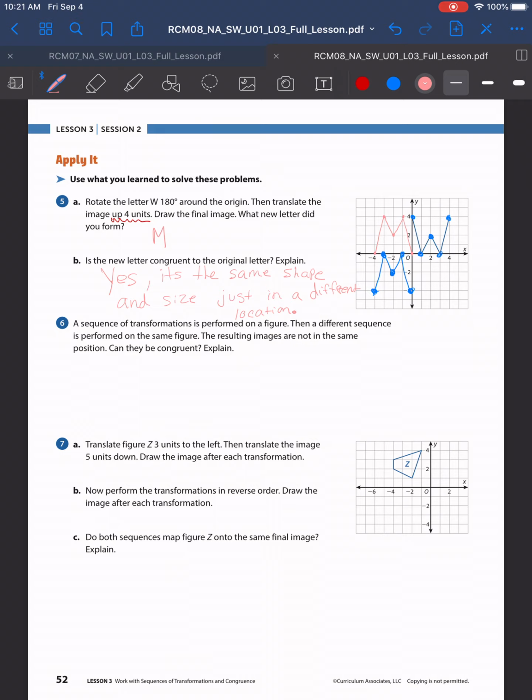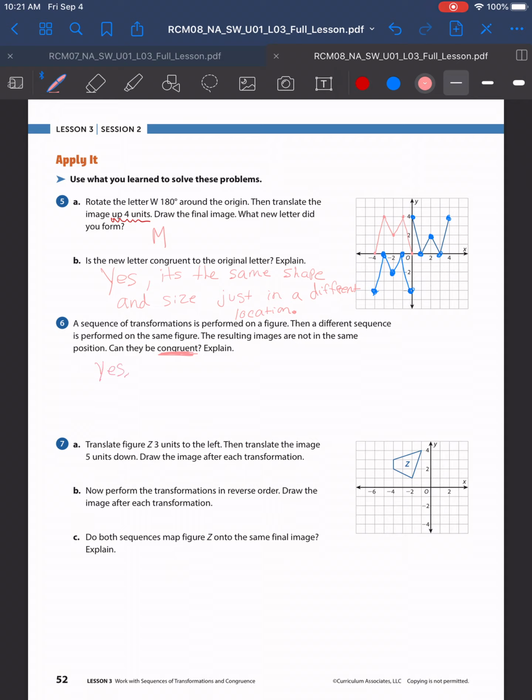Number 6. A sequence of transformations is performed on a figure. Then a different sequence is performed on that same figure. The resulting images are not in the same position. Are they still congruent? Yes, you guys. Congruent means that the shapes are the same shape and size, just maybe in a different spot. So it's literally going to be like the same question that we just had.